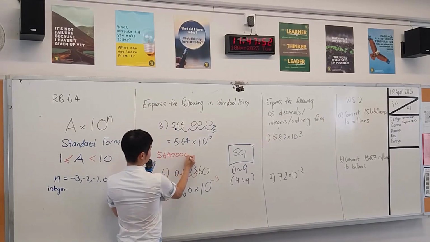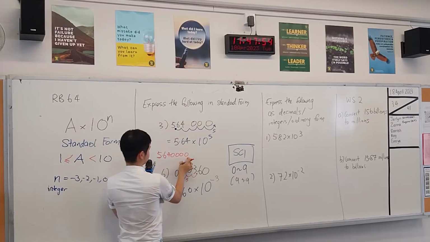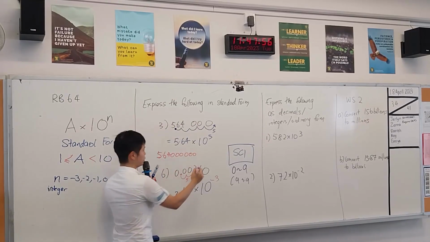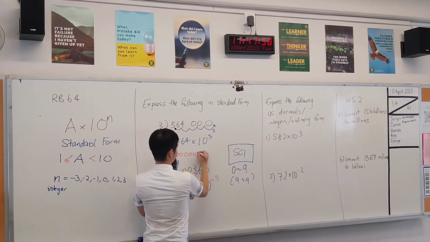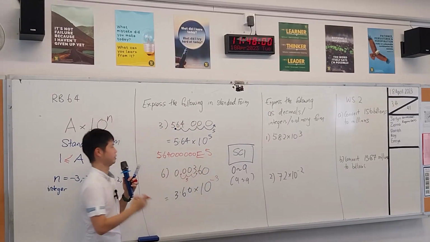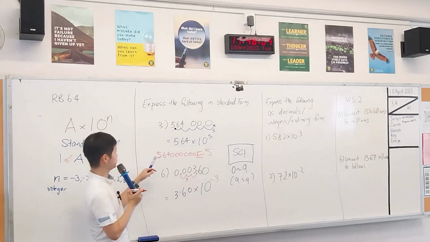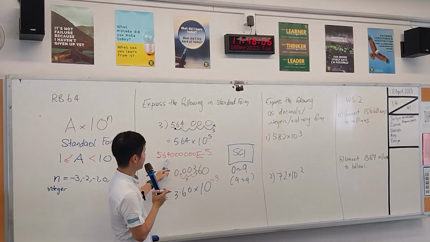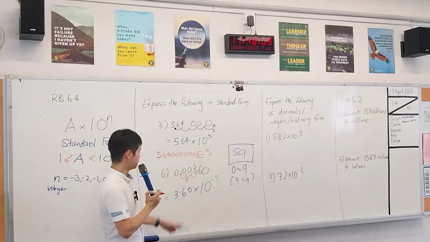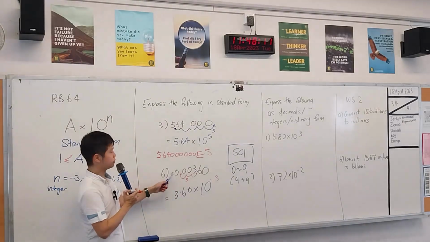5.64, because it's 9 significant figures, right? 1, 2, 3, 4, 5, 6, 7, 8. You look like that, right? Then there will be an E5. The E stands for 10 power. So the answer is 5.64 times 10 power 5.